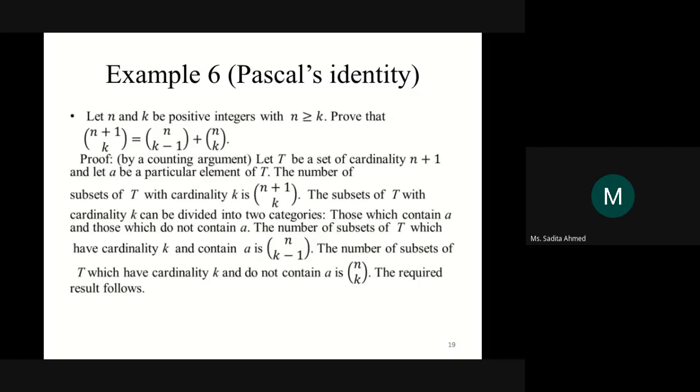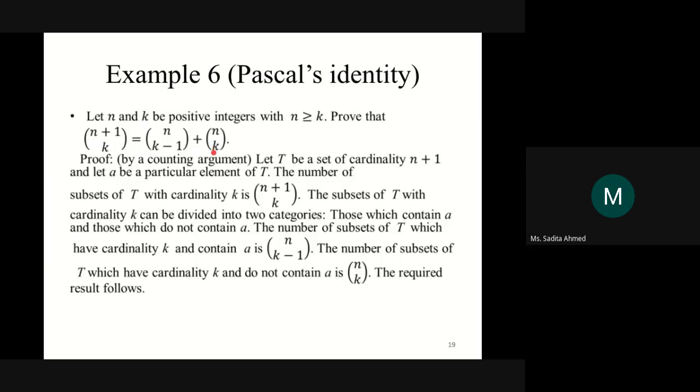Okay. Now moving on to the proof. How do we prove this? We will prove it using the ideas of set theory and counting arguments, right? Basically counting arguments in set theory, or set theory in counting arguments, whatever you call it. So n plus 1 choose k is equal to n choose k minus 1 plus n choose k. That's what we have to prove.